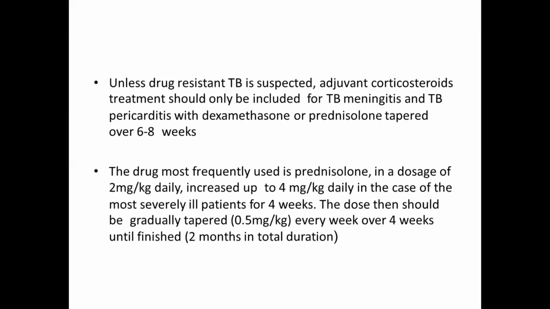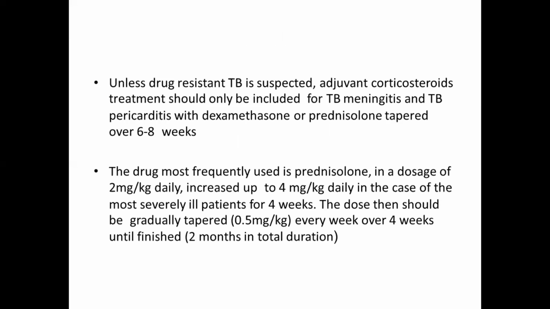And as I've already told you, if the patient has got TB meningitis and TB pericarditis, they should be given a steroid, and the steroid of choice is dexamethasone or prednisolone, and it is given at a high dose in the beginning, and it is tapered off in 6 to 8 weeks.